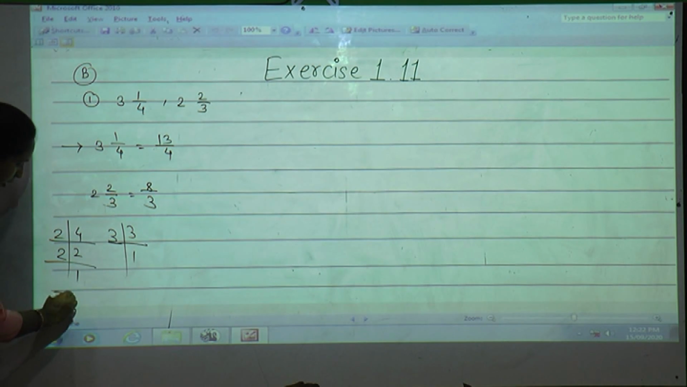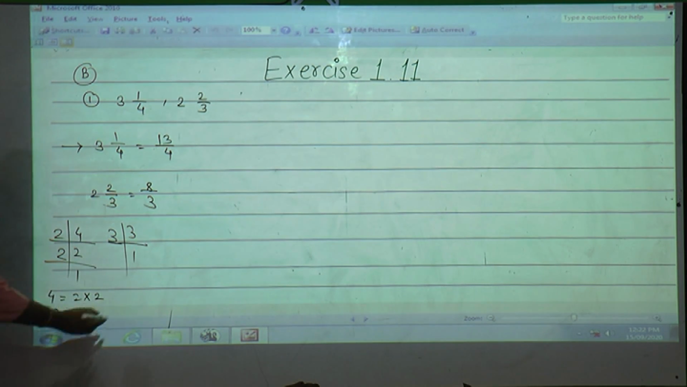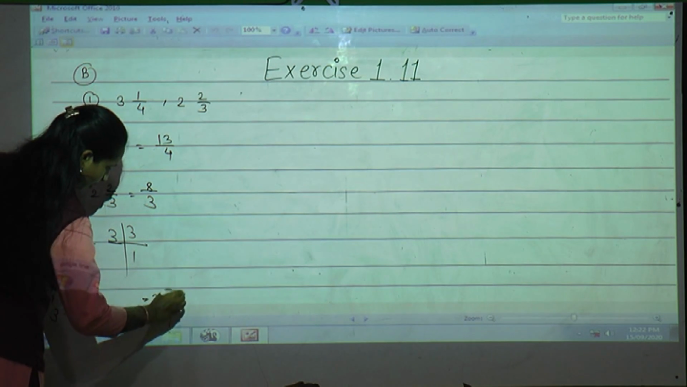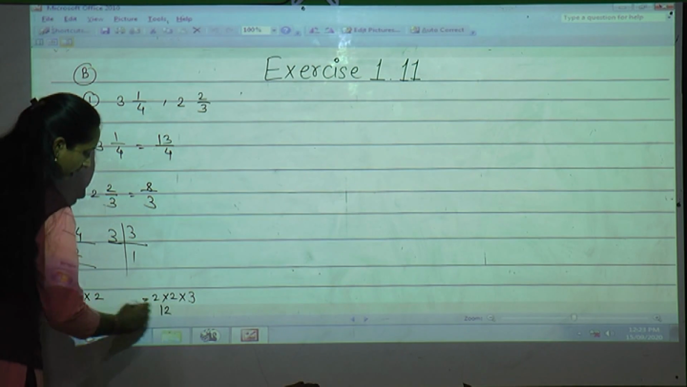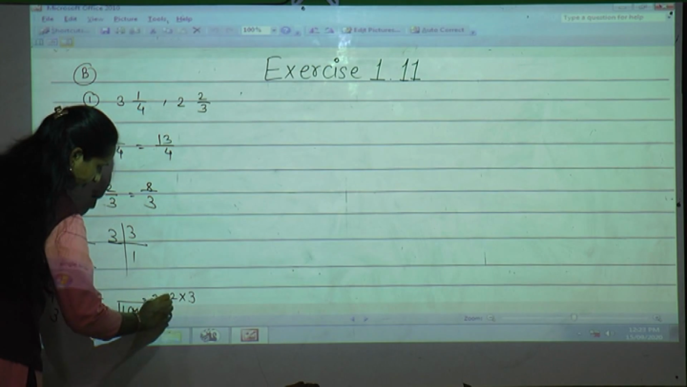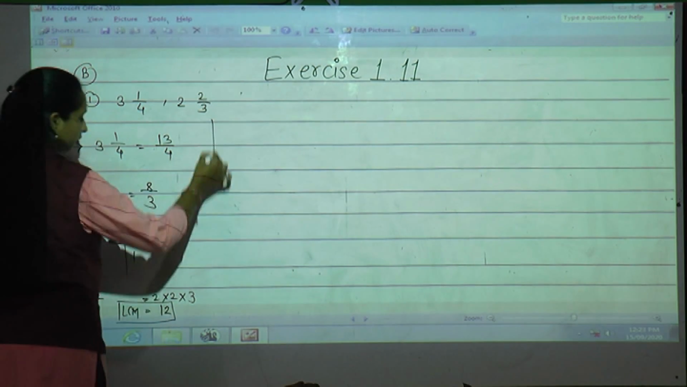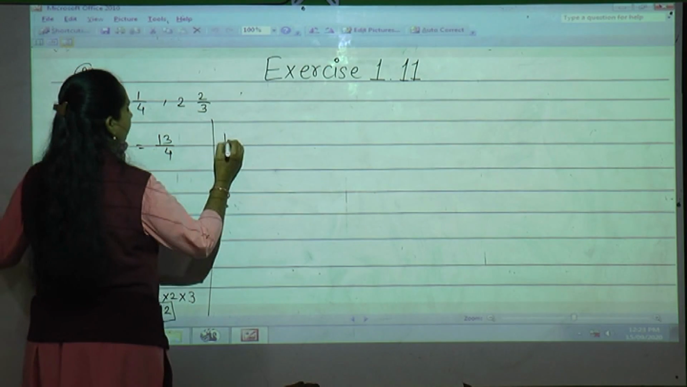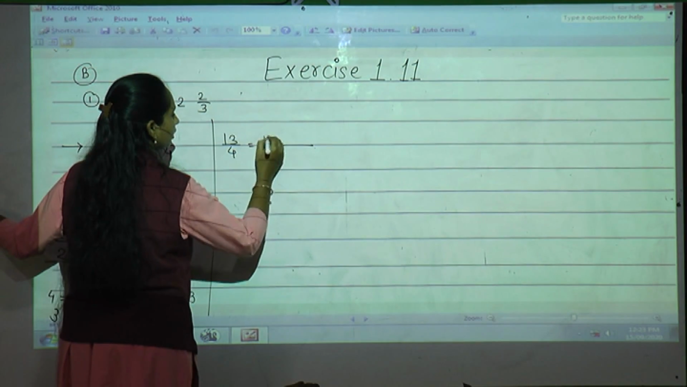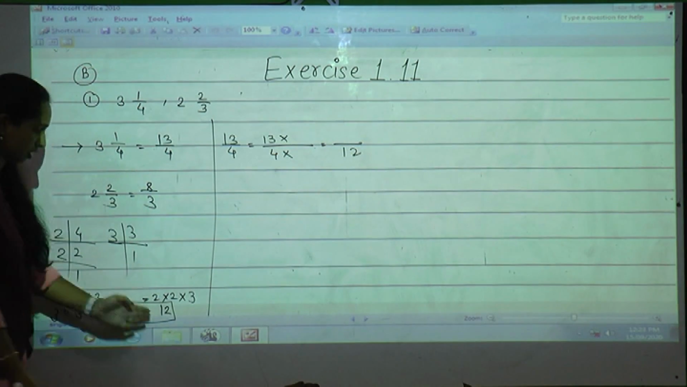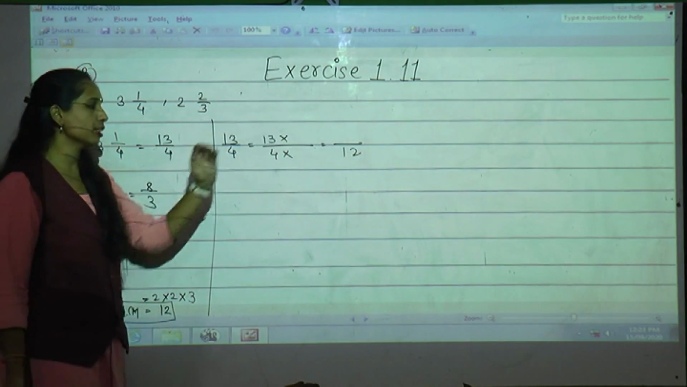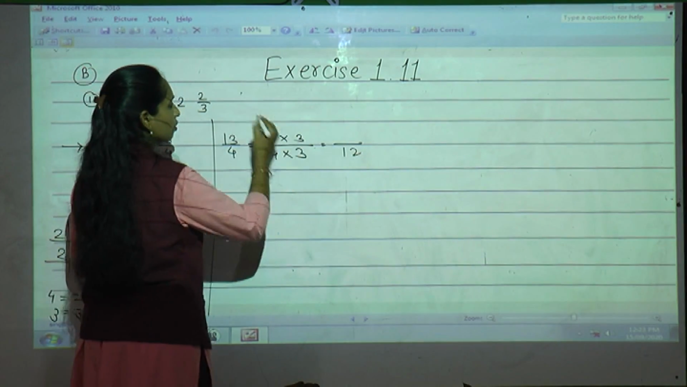The multiples of 4 is 2 multiplied by 2 and the multiples of 3 is only 3. So we need to multiply all the numbers, isn't it? So here I will do 2 multiplied by 2 multiplied by 3. 2 2s are 4, 4 3s are 12. 12 is what? LCM. Now take the number 13 upon 4. 13 multiplied by 4 multiplied by is equals to denominator should come 12 because LCM is 12. What 4s are 12? 4 3s are 12. So 3 here also we have to do.